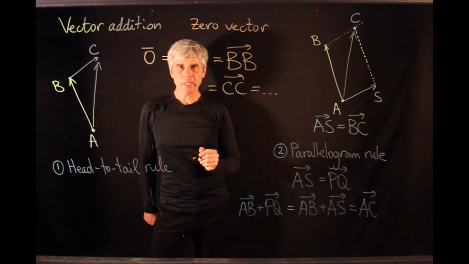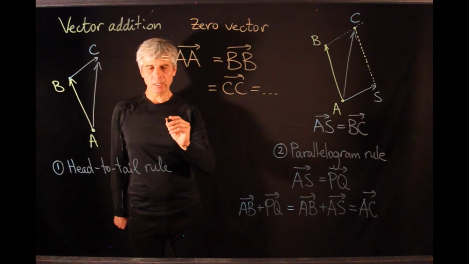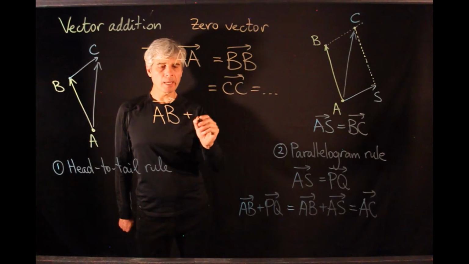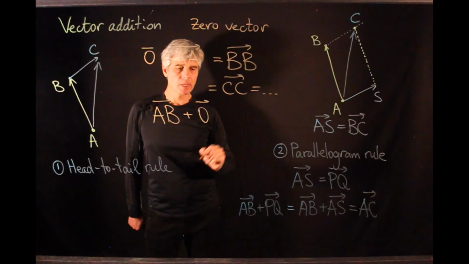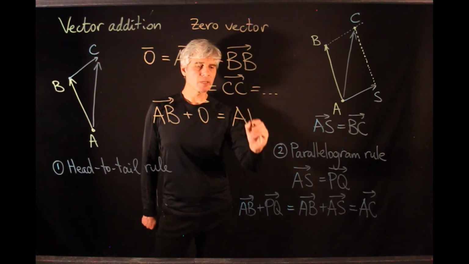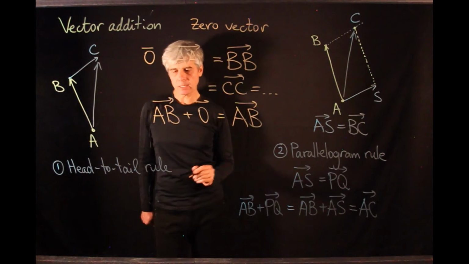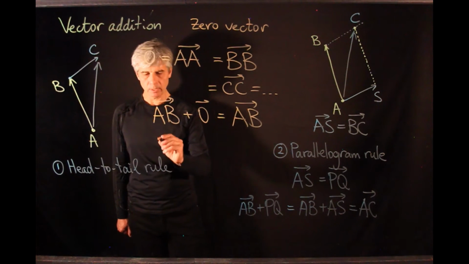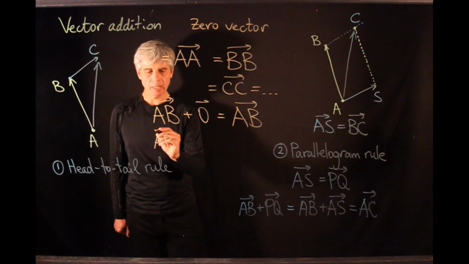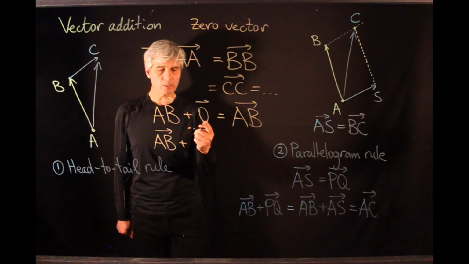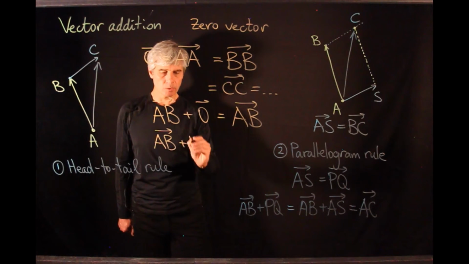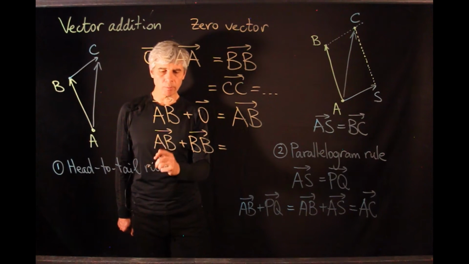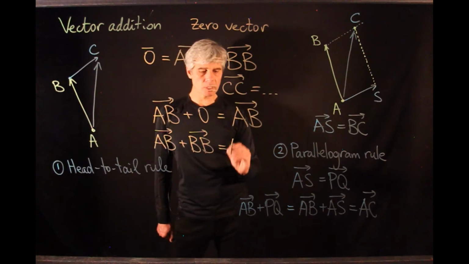And the zero vector has the following property: if we have any vector AB and we add the zero vector, then the result is still going to be the vector AB. To see this, there are two ways of doing this. We can see this using the head-to-tail rule. We need to write the zero vector with the starting point at B, so this will be a vector BB. Using the head-to-tail rule, we go from A to B and then from B to B. So the result is AB.